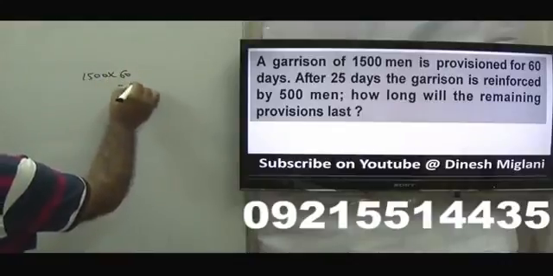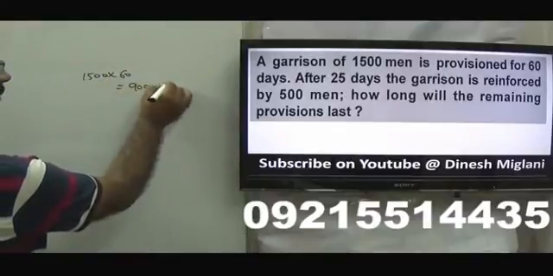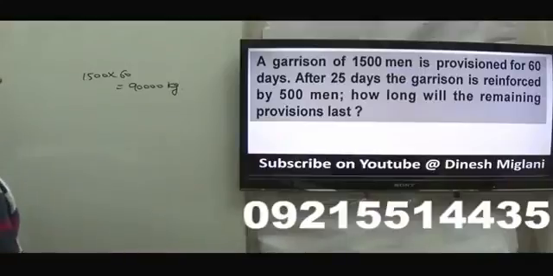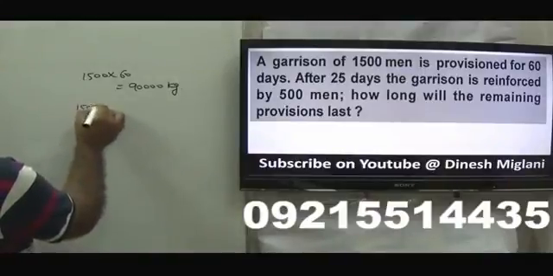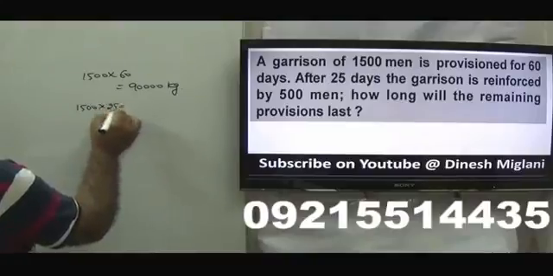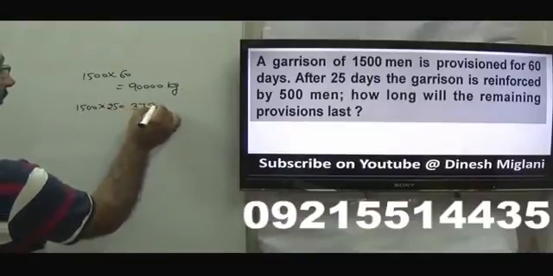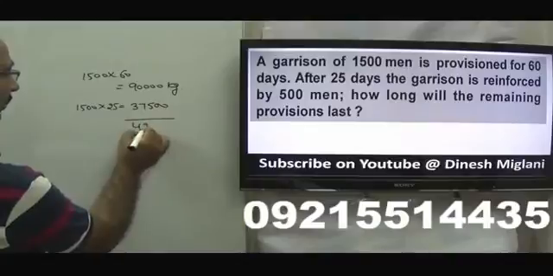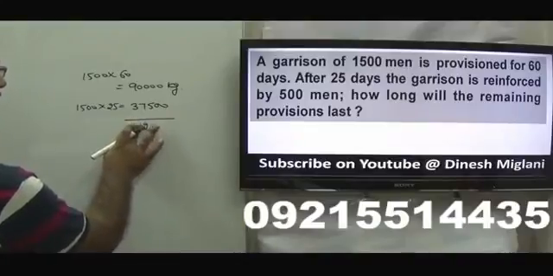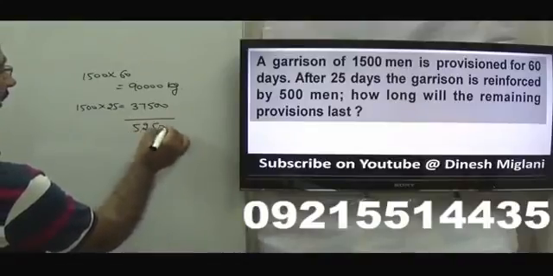60, right? You may say 90,000 kg is the total food available. After 25 days, it means for 25 days, how much they have consumed? 1500 into 25, right? You may say 37,500. Now subtract, that value is, we may say that is 52,500. Okay. Now what is left?